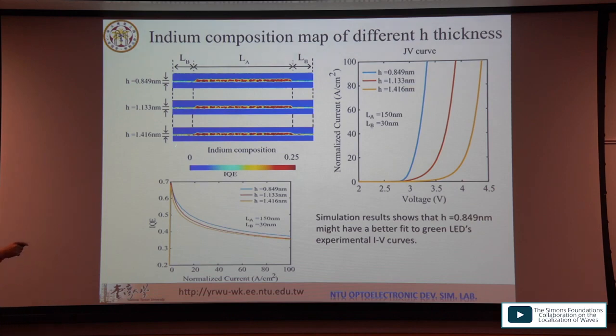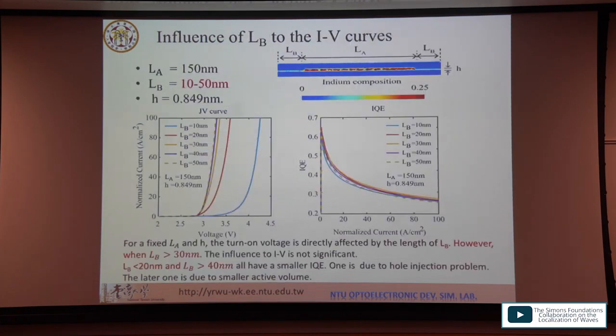Actually, even this one has a better IQE. So that means the indium composition here is lower. Then we try to check the influence of the thickness fluctuation range for different LA and LB. And we found that if LB is within 30 nanometers, the turn-on voltage is already similar to the experimental result. So this is around 30 nanometers.